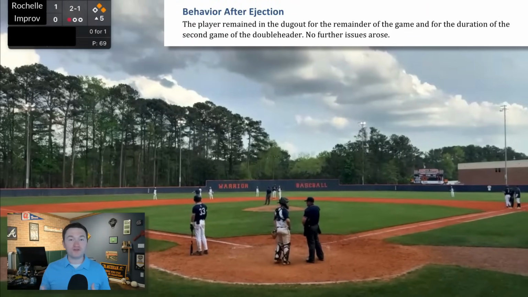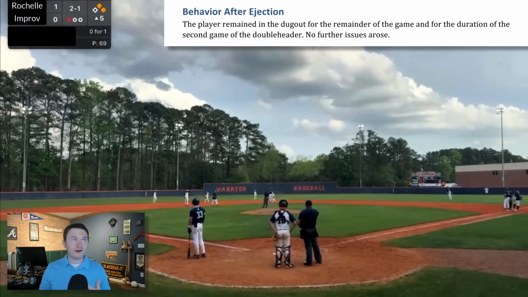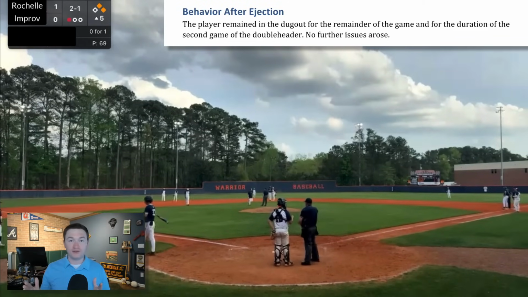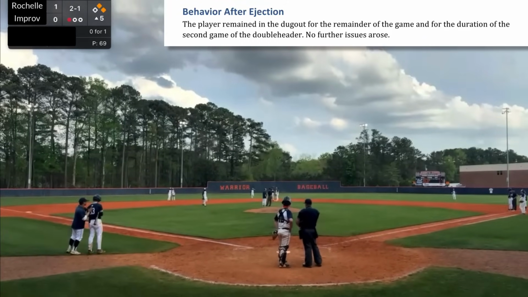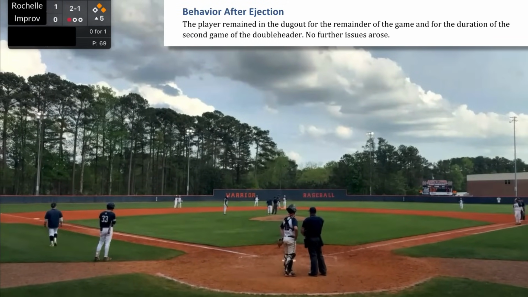After this, we cover the player's behavior after the ejection. This is going to be anything from really when the last sequence ended all the way through you leaving the field at the end of the day. In this scenario, the report reads, the player remained in the dugout for the remainder of the game and for the duration of the second game of the doubleheader.